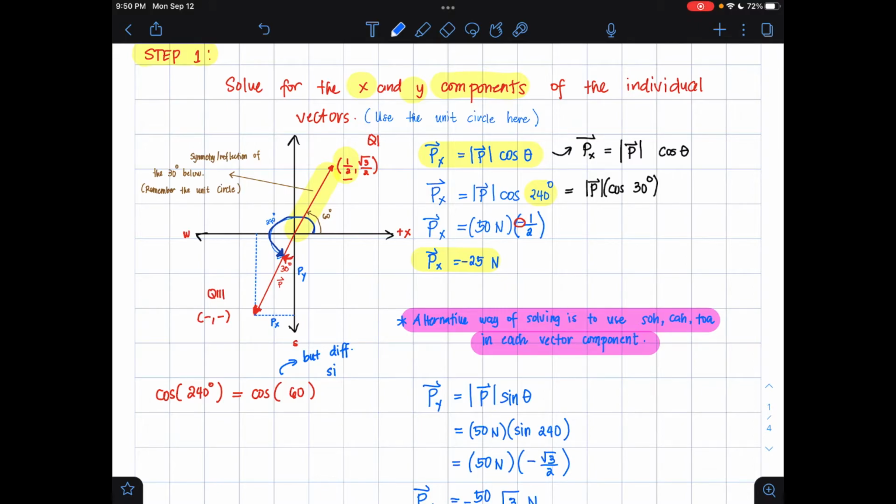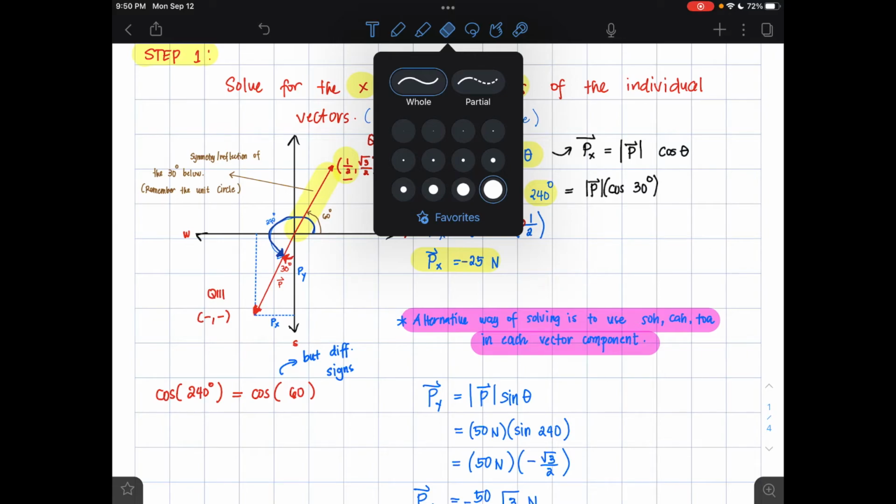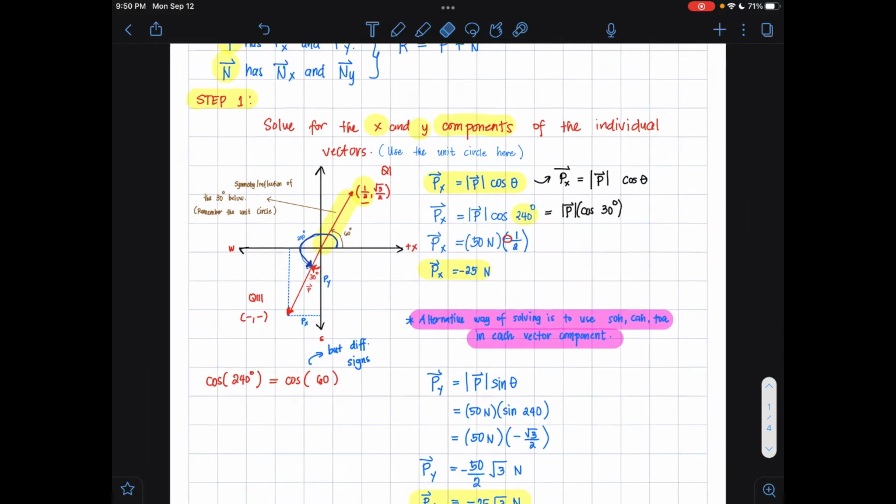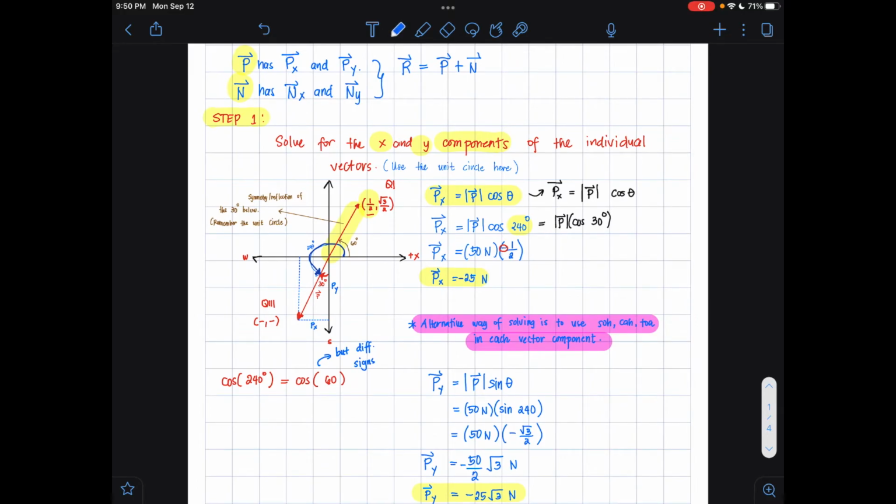Okay, so I'm just putting different signs. I'm hoping I can remove this one. Right, so it's not working. I guess I'll find a whole partial. Nope. So it's really not working in that way. But anyway, that means you are now able to solve for the x component of your vector p, which in this case is negative 25 newtons.